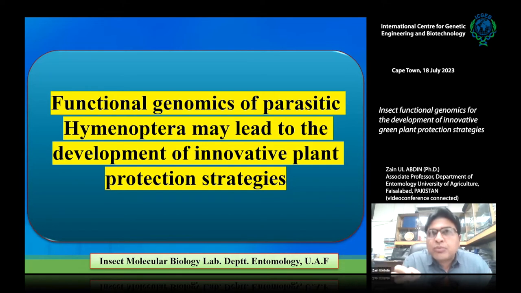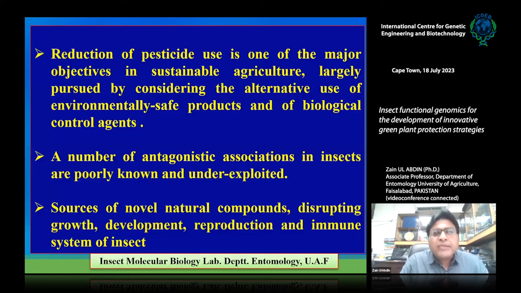But we want to make a specific approach where functional genomics helps us to develop certain control tools, to develop certain management strategies. If you just look at the statement, reduction of pesticide use is one of the major objectives in sustainable agriculture, largely pursued by considering the alternative use of environmentally safe products and biological control agents.